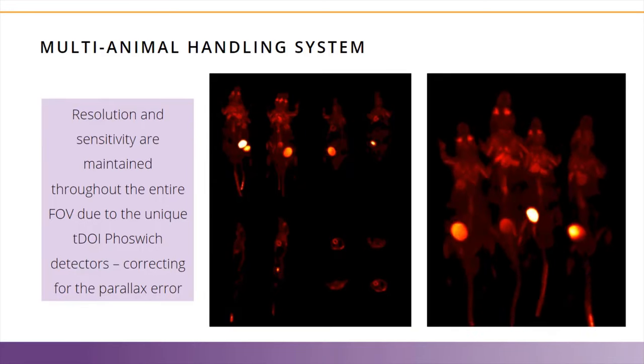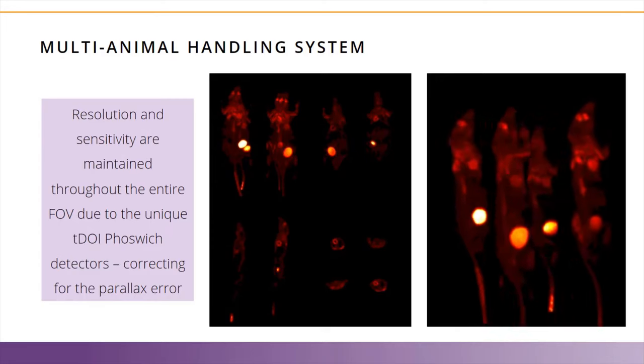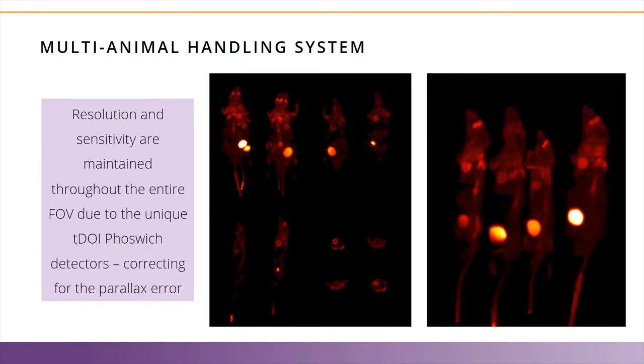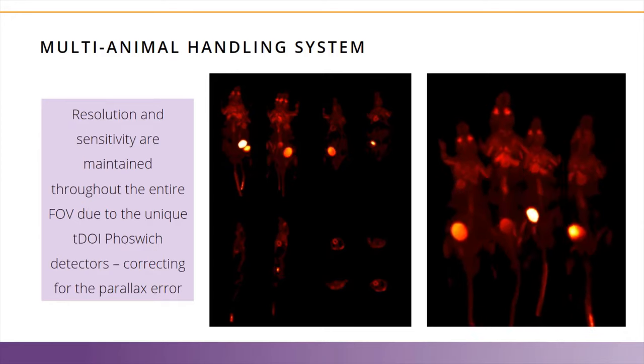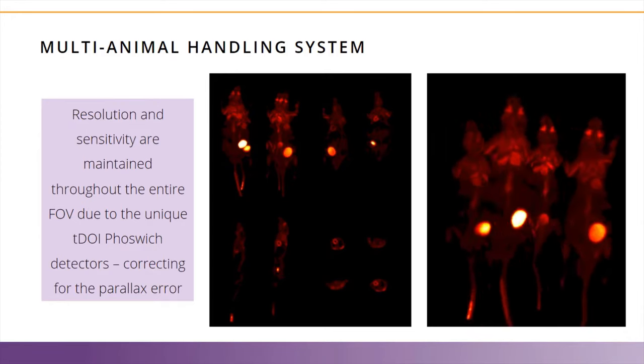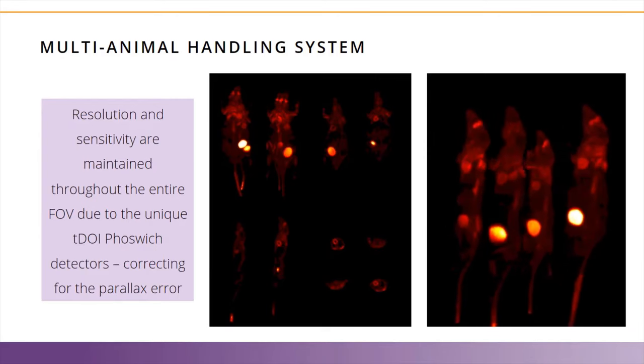Here are some examples using the multi-animal handling system. Here, 4 mice were imaged simultaneously. You can see the resolution and sensitivity are maintained throughout the entire field of view. This is, as I mentioned earlier, due to the state-of-the-art phoswich detectors manufactured in Spain.